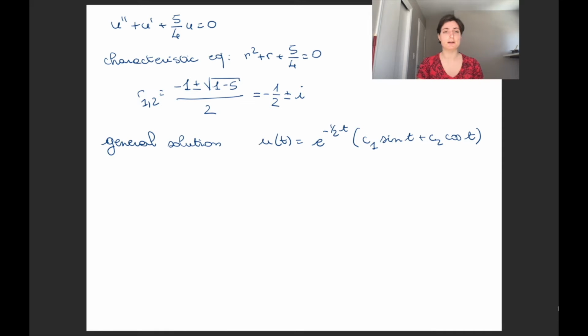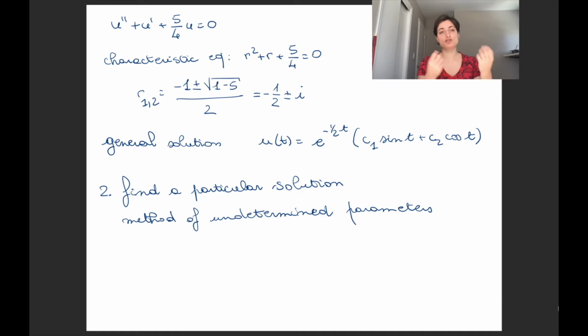So the characteristic equation for our homogeneous ODE is r² + r + 5/4 = 0. And we can solve this because it's a quadratic equation, so we have formulas to solve this explicitly, and we retrieve that the roots of this are -1/2 plus or minus the imaginary number i. So from this we know that the general solution of the homogeneous ODE is exponential of -t/2 multiplied by a linear combination of sine of t and cosine of t.